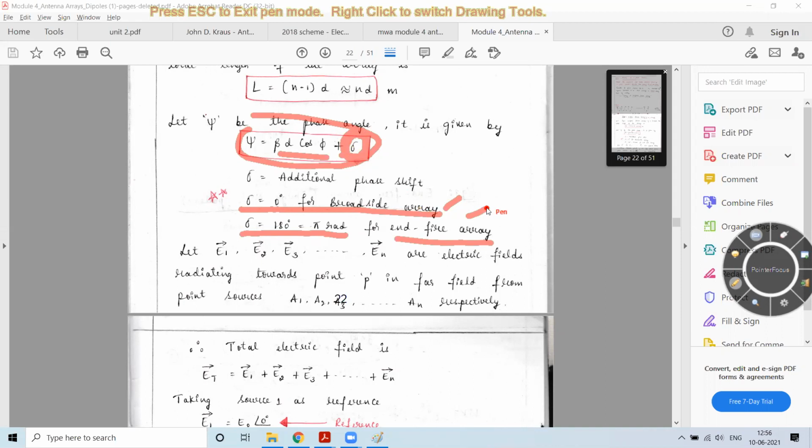Now, in some cases, it might be different from these. So if that is specified, we need to identify how the pattern appears. That we'll be looking at in the coming fourth session. So one point to remember is for a broadside array, delta will be equal to 0 degrees, and for an endfire array, delta will be equal to pi radians or 180 degrees. When we have these conditions, we'll have the broadside array and endfire array respectively.